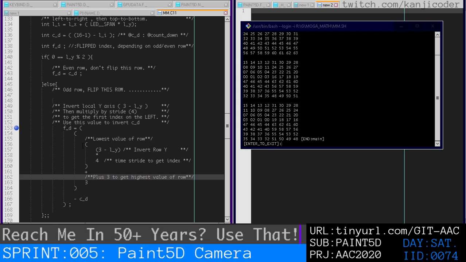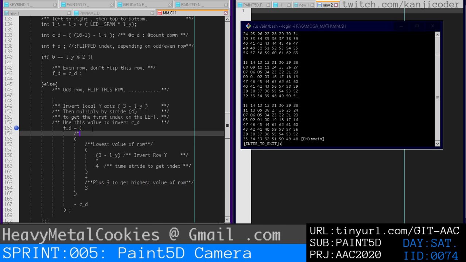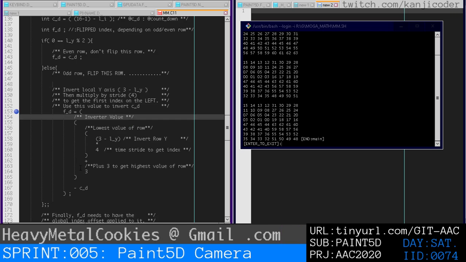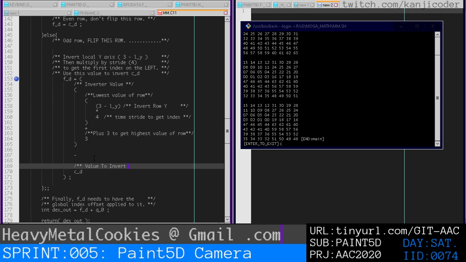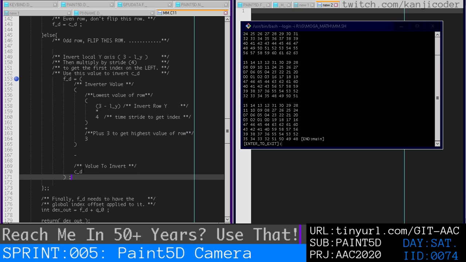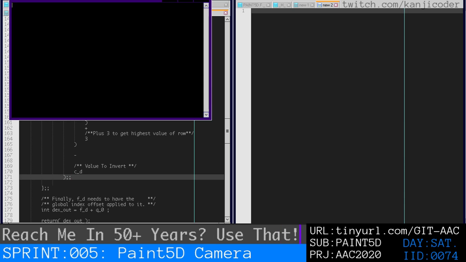Okay. And once we have all this, this is our inversion value. Inverter value. And over here is the value to invert. Okay, so that's ridiculous. That's crazy. But I think that makes sense. So let's give that a shot, see if we made any horrible mistakes or what we got here.